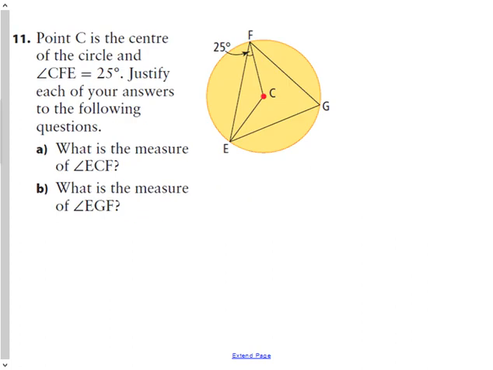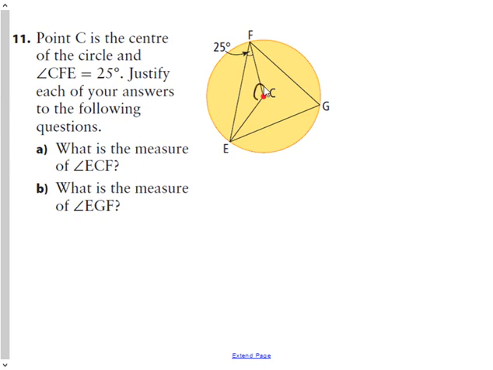Question 11 says point C is the center of a circle, and CFE is 25 degrees. Justify each of your answers for the following questions. What is the measure of ECF? What is the measure of this?